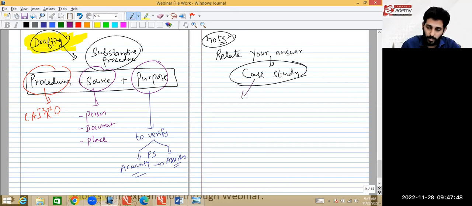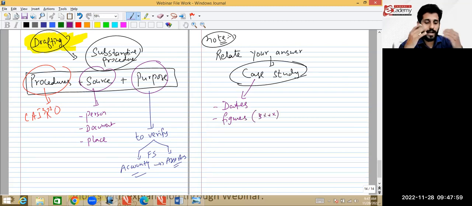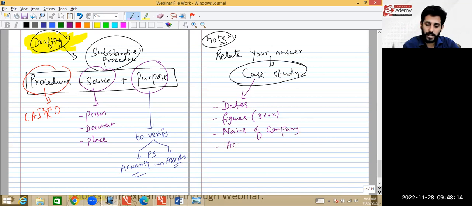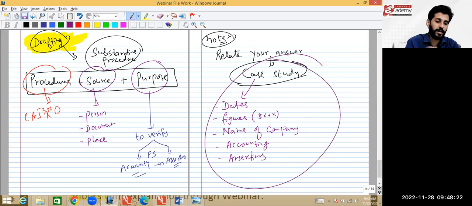Now, in the case study, the relating points would be the dates, the figures which would have been given in the examination, the name of the company, accounting standards, and assertions. You will have to relate your answer from these things, right? You must relate your answer from these things.